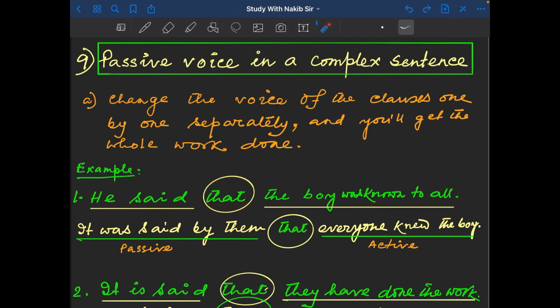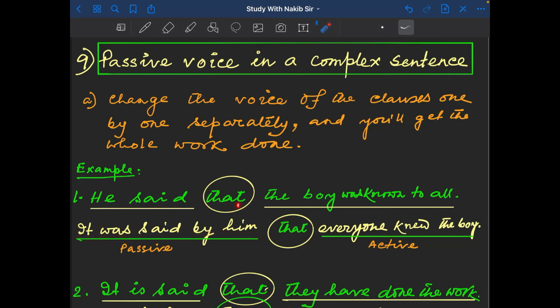This is a complex sentence consisting of two clauses. Number one clause, he said, this is a principal clause, and number two, that the boy was known to all, this is the subordinate clause. Okay. So cut this here and change this first. It means it was said by him. He came here as by him, and it came here, and it is a past tense verb without any auxiliary. So you have got one auxiliary, was. So it was said by him.